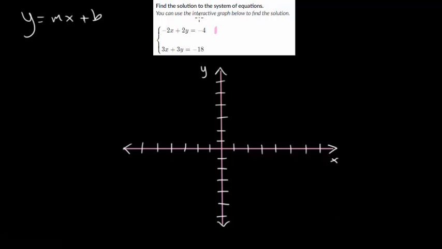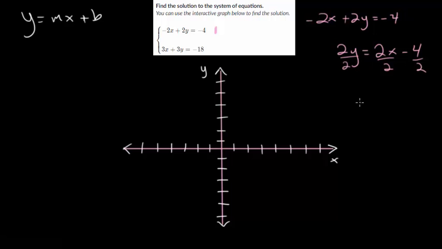I'll do it in this pink color. We have minus 2x plus 2y equals minus 4. We're going to move the x's over here by adding 2x on each side. So 2y is 2x minus 4. And then dividing everything by 2 to cancel out the 2 on the y, you get that y is 1x, or just x, minus 2.